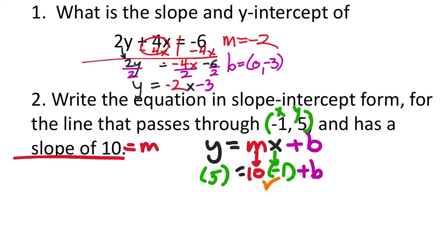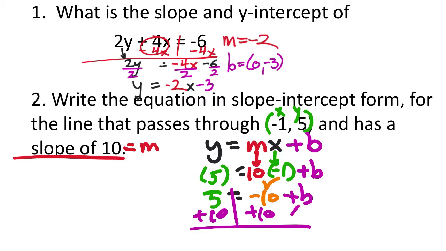And then I would take 10 times negative 1, which is negative 10 there. And from here, I'm just going to add 10 to both sides to zero out that negative 10. And that'll leave us with just the b value, which is all we really want. 5 plus 10 is 15. Negative 10 plus 10 zeros out, just like we wanted.